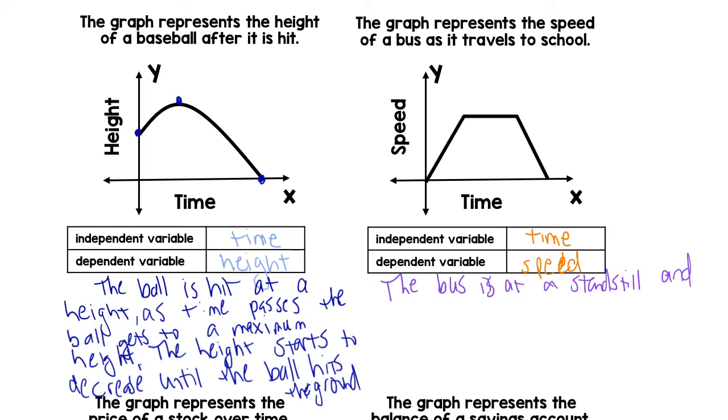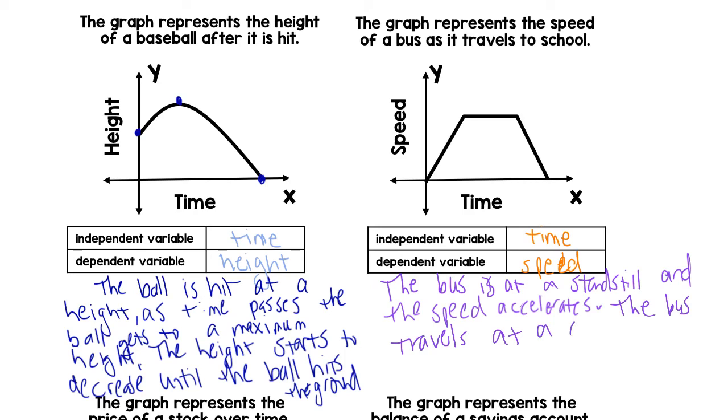And then time passes and it gets faster and accelerates. So the speed, sorry, my handwriting and spelling are struggling today. A-C-C-E-L-E-R, accelerates. And so if acceleration is where the line is getting steeper, it's going up. When the speed is steady, it's not accelerating. So the bus travels at a constant speed.